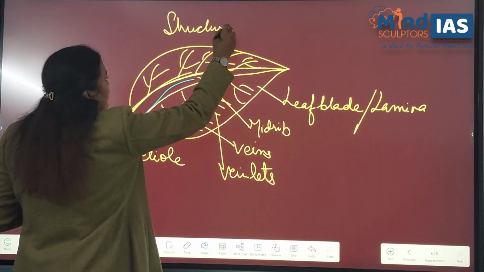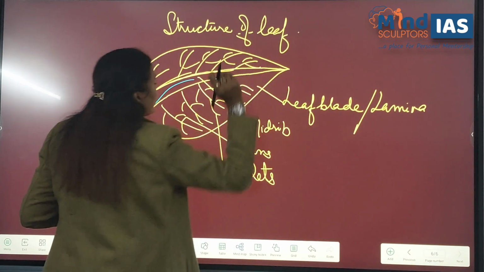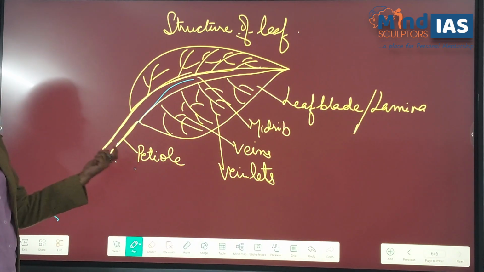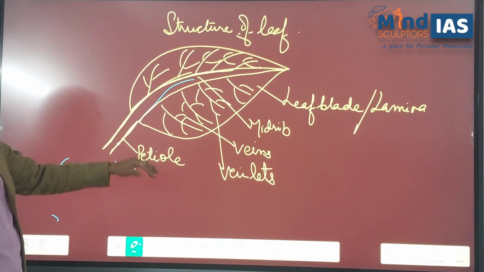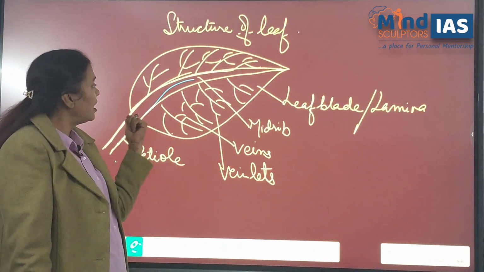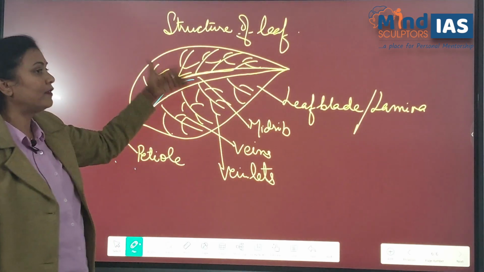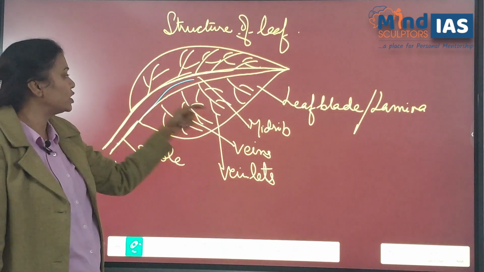So this is the structure of the leaf. The portion which is attached to the plant is the petiole. The entire surface area of the leaf is called the leaf blade or lamina. The center line which is clearly visible in the leaf, which divides the leaf into exactly two equal parts, is the midrib.